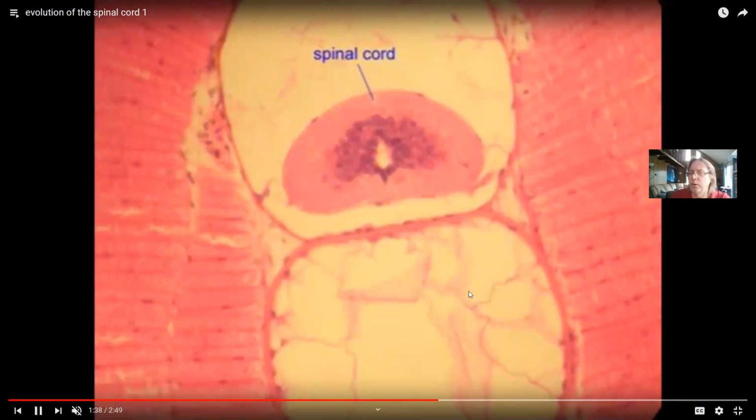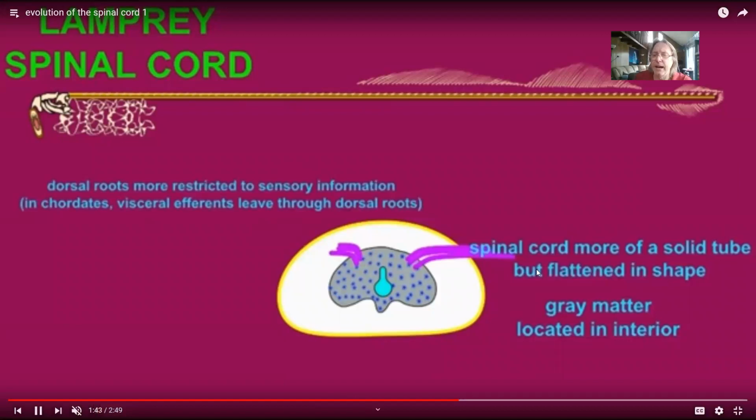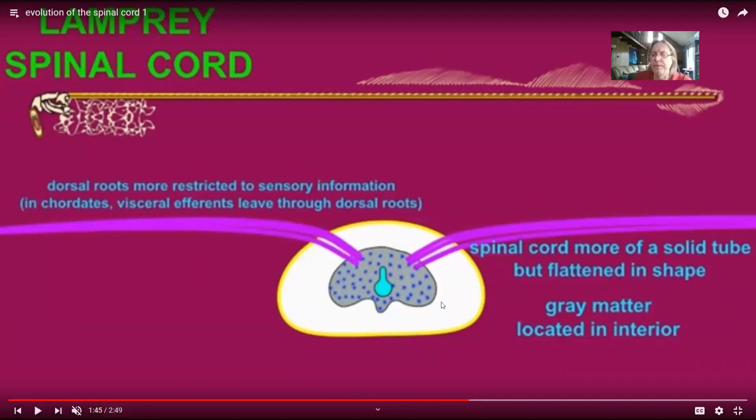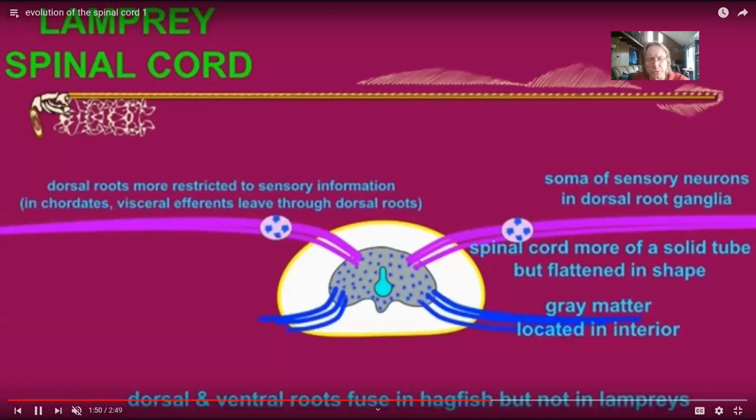So the spinal cord of a lamprey, a primitive vertebrate, is a little bit more like ours than the spinal cord of that lancelet. It's more of a solid tube than we see in lancelets, but it's a bit more flattened in shape. The dorsal roots are more restricted to sensory information, whereas in chordates, there are some visceral efferents which lead through dorsal roots as well.